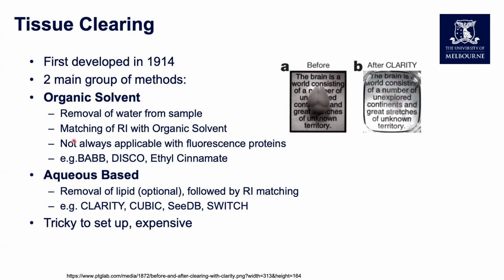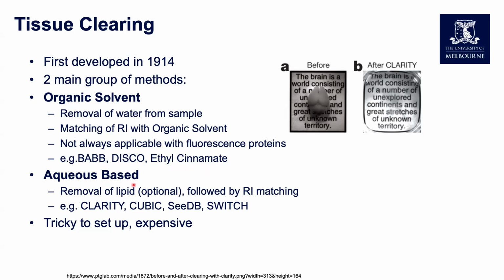With the organic solvents, these are not always applicable to fluorescent proteins, so often the chemicals used will damage the fluorescent proteins and get rid of any fluorescence. Some that you may have heard of are things like BABB, DISCO, ethyl cinnamate is one. So a lot of our researchers use the DISCO-based techniques, and then finally image in ethyl cinnamate, which is slightly less toxic than some of the other chemicals.